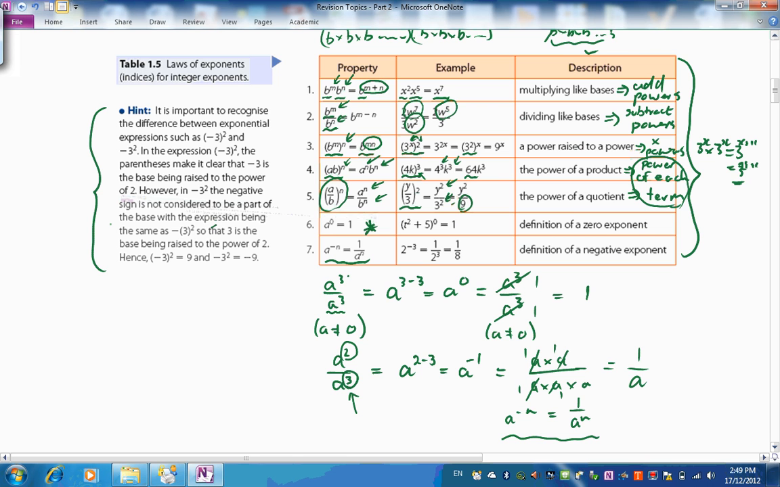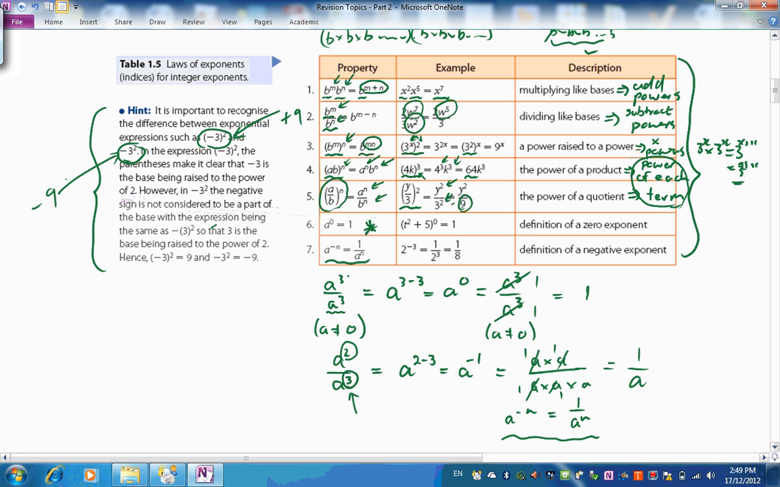It's important to recognise the difference between this sort of expression and this one here. Can you see it? It's all to do with brackets. This one means we want to square all of neg 3. That would be neg 3 by neg 3, which is positive 9. This says square 3 and then make it negative. This is neg 9.